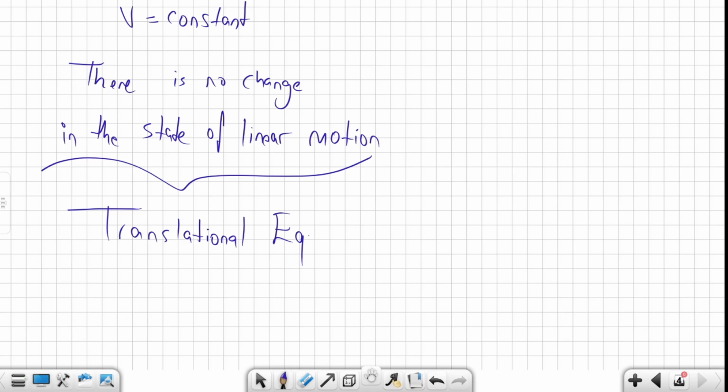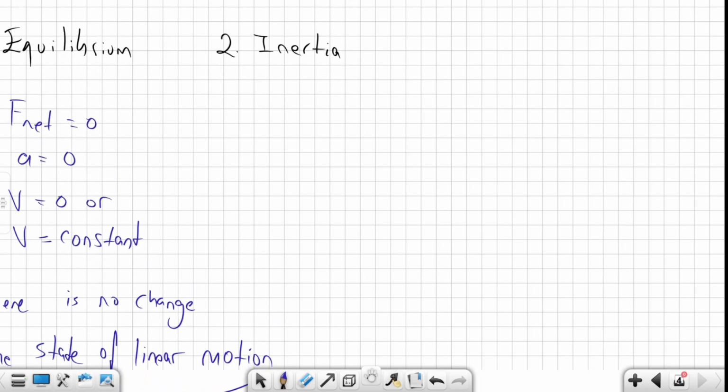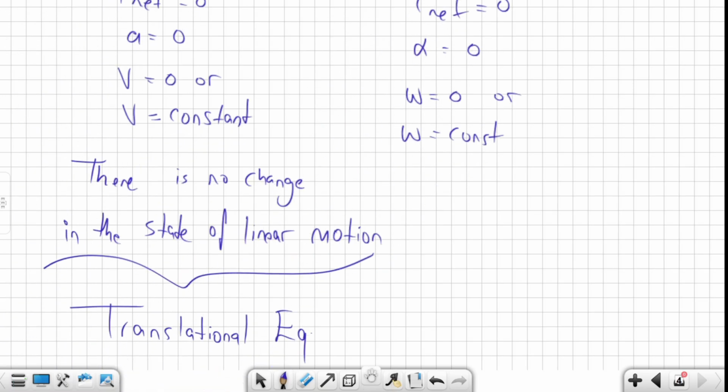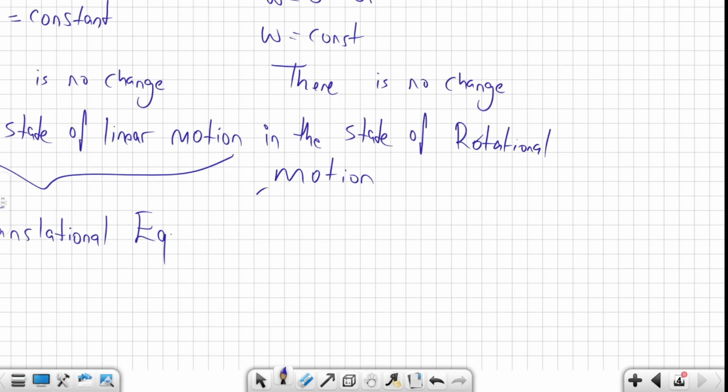So is it possible to have the same equilibrium in rotational motion? Yes, it is possible. We will say that if net torque acting on the object is equal to zero, alpha will be equal to zero, which means that omega is either zero or omega is constant. So it means that there is no change happening to the rotational motion of the object. If we don't have any change in the state of rotational motion, it is called rotational equilibrium.